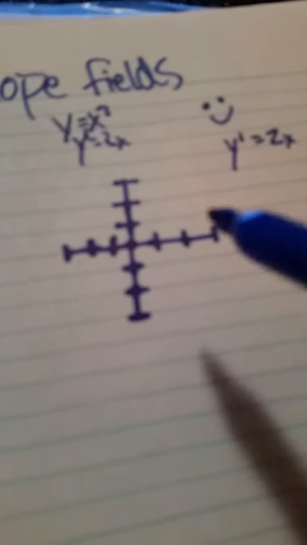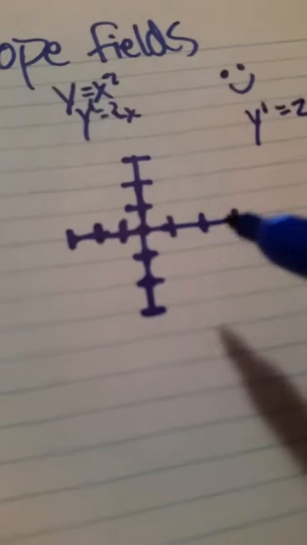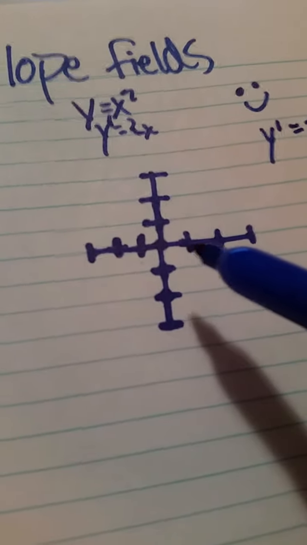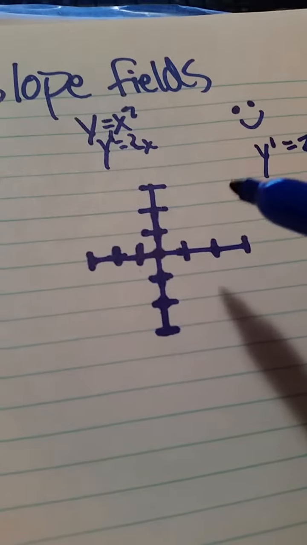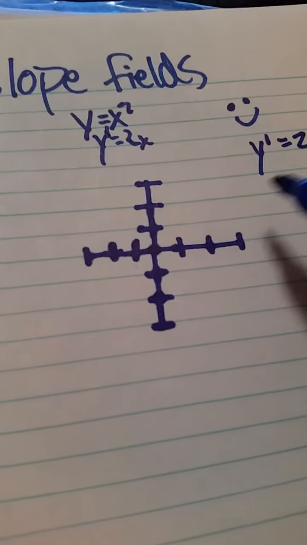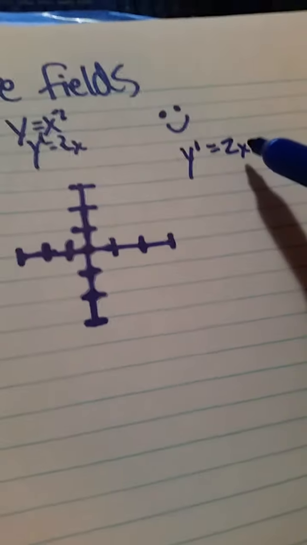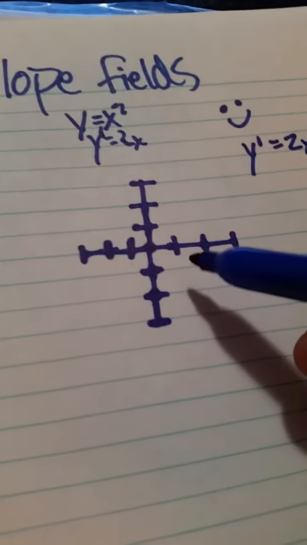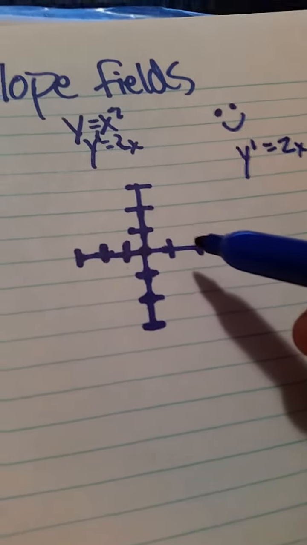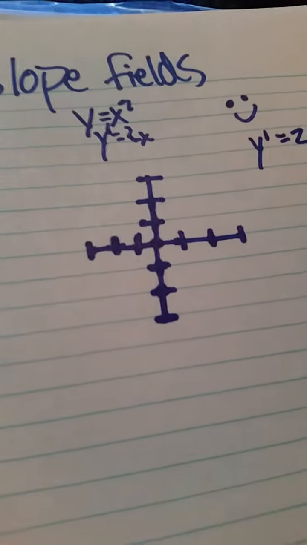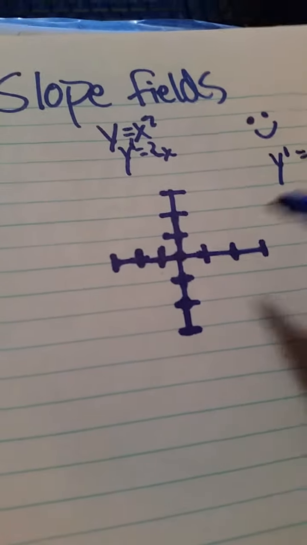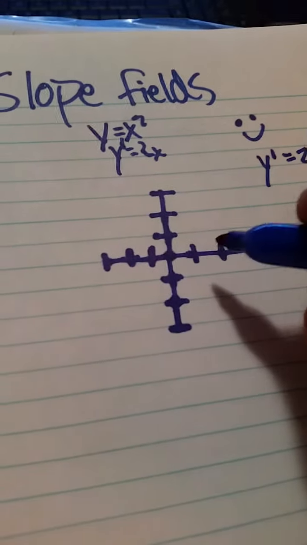Let's say, for example, you have the point x equals 1, y equals 0. Y is going to be irrelevant in this equation because there's no y in the first derivative, but you plug in the x values. So when x equals 1, y prime equals 2. So that means the slope at x equals 1, y equals 0 is 2.